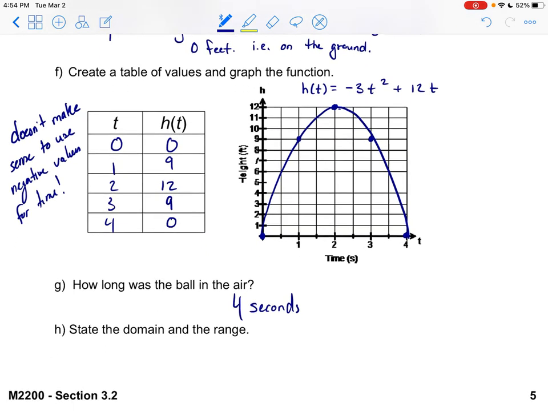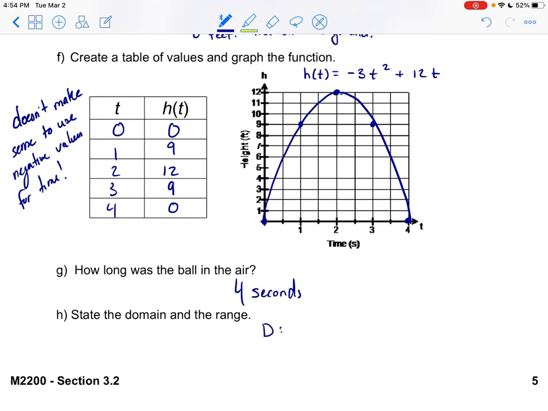Let's state our domain and range of this function. So our domain is going to be between 0 and 4 seconds. So 0 is less than or equal to time is less than or equal to 4. And every point, we're talking about time, every point in between can be included. So we're using real numbers. For our range, we're going from 0 up to 12, and we'll measure everything in between. So we're working with real numbers again there.